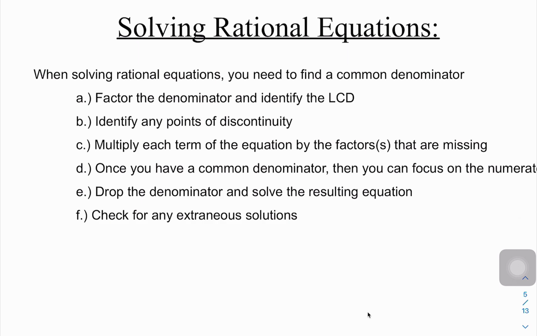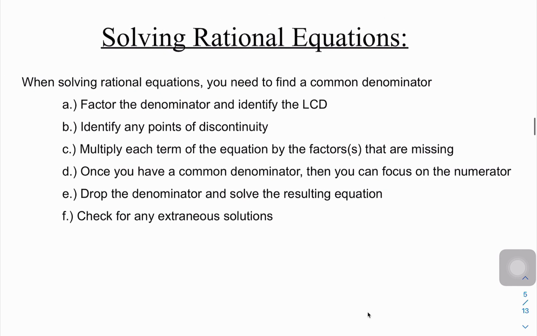At that point, then, we're going to multiply each term of the equation by the factors that are missing, just like you were doing last week with the adding and subtracting, the common denominators. We're going to get a common denominator. Once you have one, then you can focus on the numerator. And I'll show you what I mean by that in just a second. Okay? You can drop the denominator, solve the resulting equation, and then because we have a restricted domain, just like when we talked about the logarithms, things that x cannot equal, at the very end in part F, you have to go back and double check to make sure that you didn't end up with any of those things that x couldn't equal.